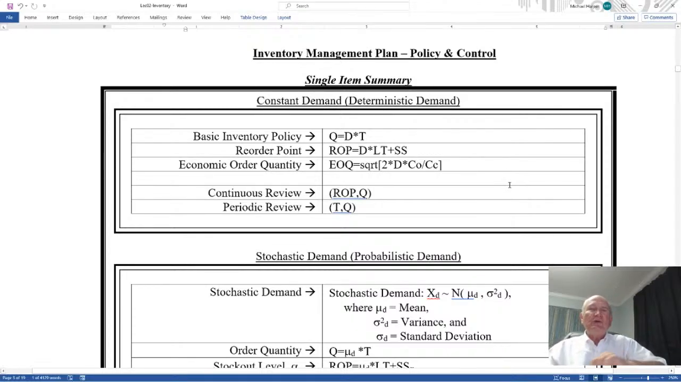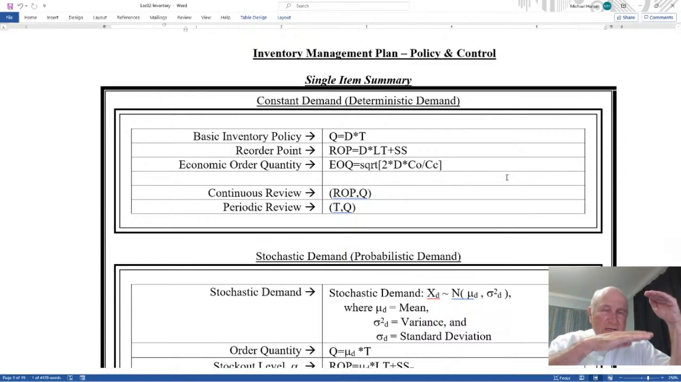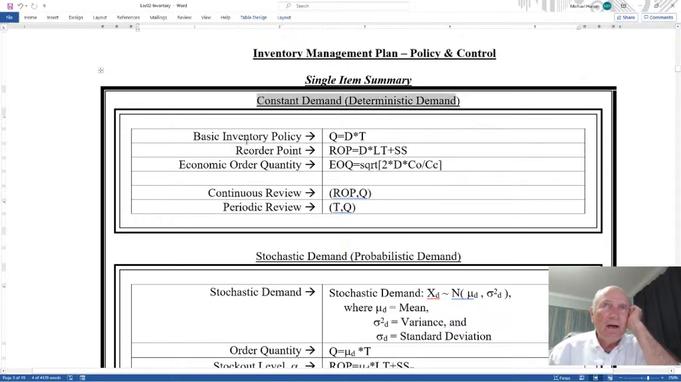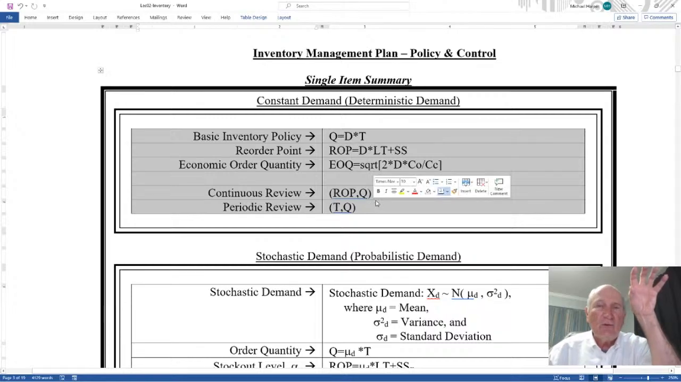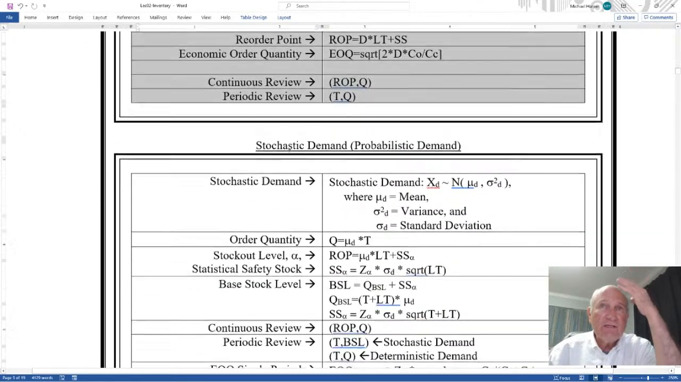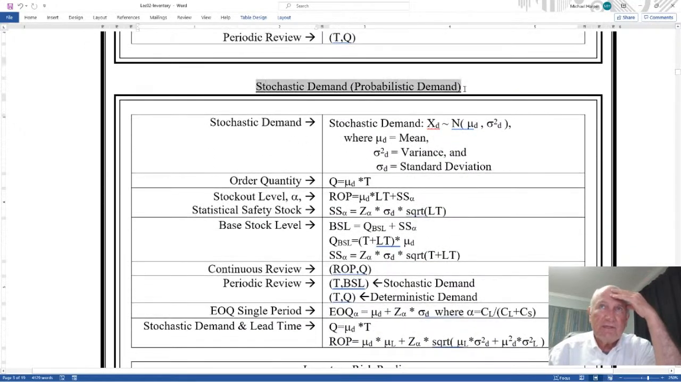Here's an overview of what we're doing today. Here are the technical parts. My approach is, it's going to get technical, but once I talk about the technical side of it, then I'll say, here is the takeaway, the managerial side. So there's going to be two things going on, just like we talked about last time. First of all, constant demand, deterministic demand, same thing. So your basic inventory policy here, reorder point, EOQ, with continuous review, periodic review, this is where we start. We'll define these terms and what they mean. Then I move right into stochastic demand or probabilistic demand.